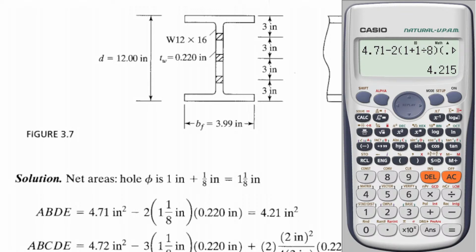Again, gross area. Okay, another minus, but now, as you can see, there are 3 holes along that path. 1, 2, 3. There are 3 holes along that path compared to only 2 on the other path. So there are now 3. So multiply this one. But now, since this is staggered holes, we have to add.